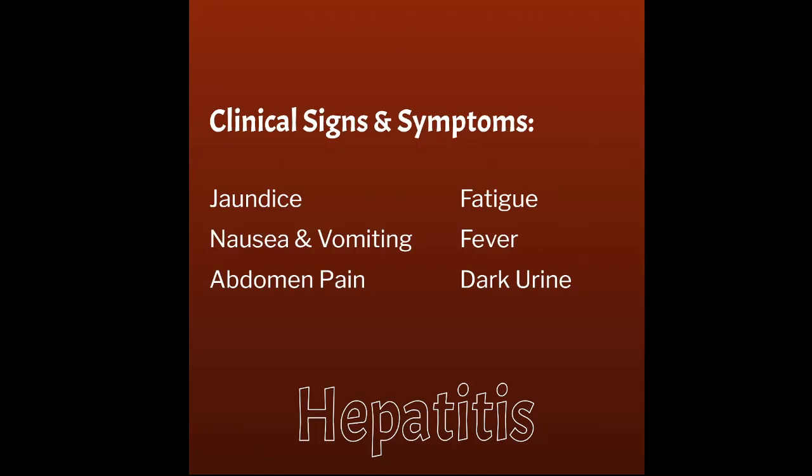These patients are often going to have nausea and vomiting, abdomen pain. As the hepatitis worsens, they're going to have more issues with fatigue and fever. And then lastly, dark urine is a very clear sign of hepatitis. Again, it comes back to the bilirubin not quite getting processed the right way. It ends up getting flushed out through our urine and makes the urine very dark.